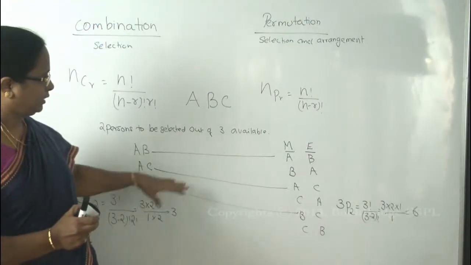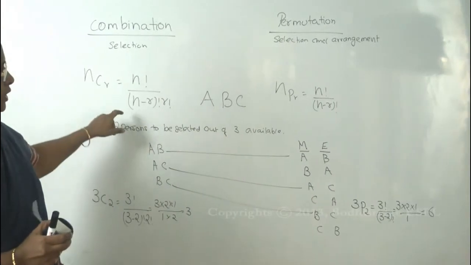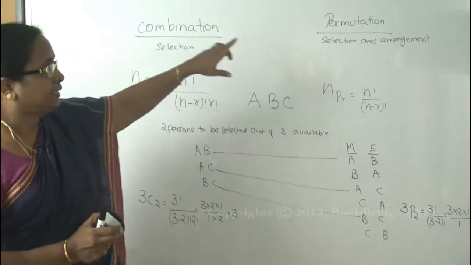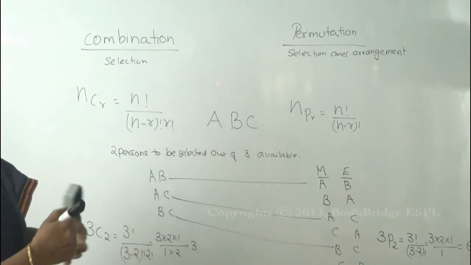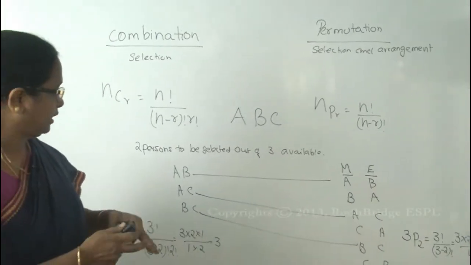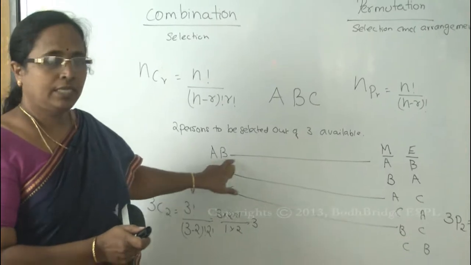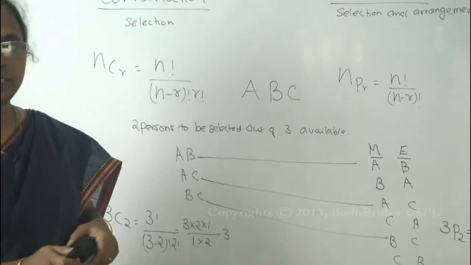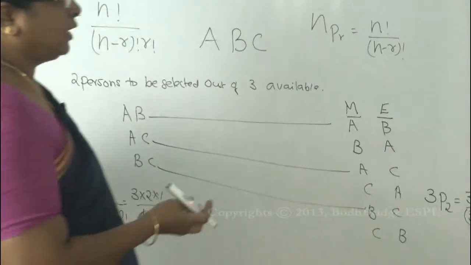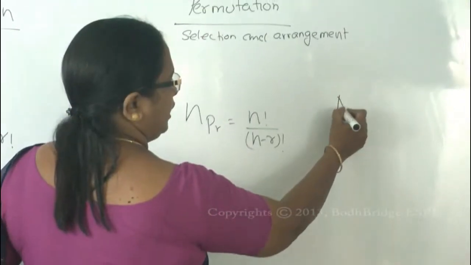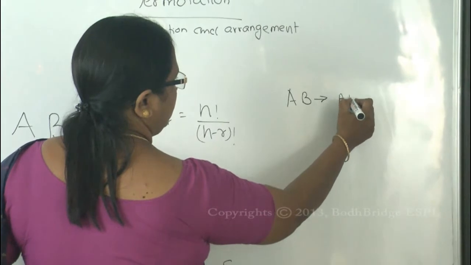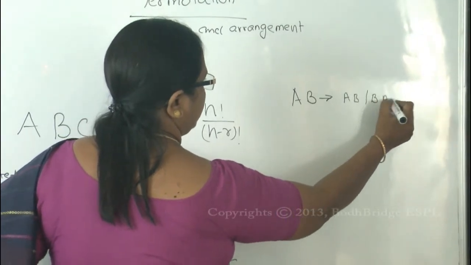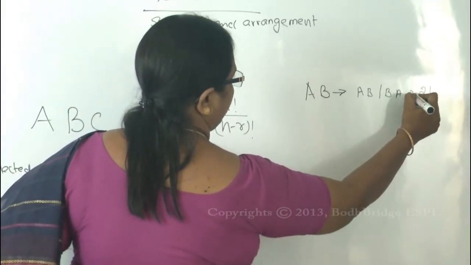So you have now seen the difference between permutation and combination. Here it is only selection, and there it is selection and arrangement. What is the meaning of arrangement? As you have seen, where there are 2 letters, AB can be arranged in 2 different ways, that is AB and BA. So arrangement alone, when there are 2 letters, can be done in AB or BA, that is 2 ways, or I can say 2 factorial ways.